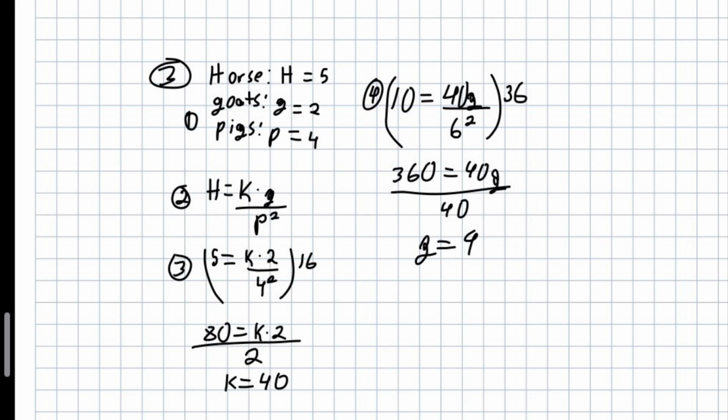And then the third step I'm solving. So I'm plugging in the problem. So it's 5 equals k times 2 over 4 squared. And in the end, you will get k equals 40 after you work it out, as I showed. In the fourth step, it asks for how many goats when there are 6 pigs and 10 horses. So you have to solve. So it's 10 equals 40g over 6 squared. And when you solve that, you will get that there are 9 goats. And that's problem number 3.